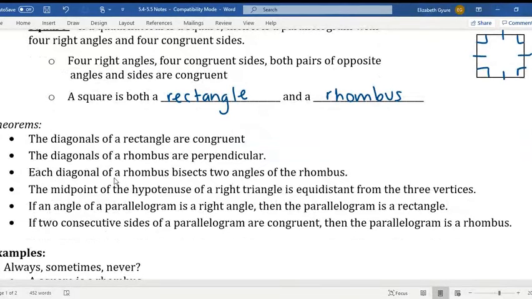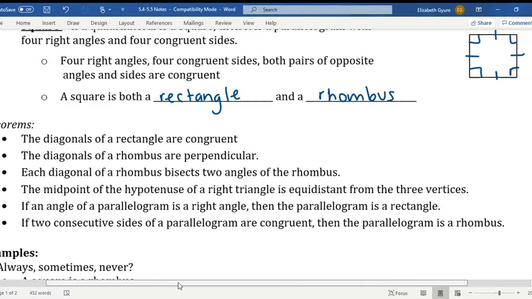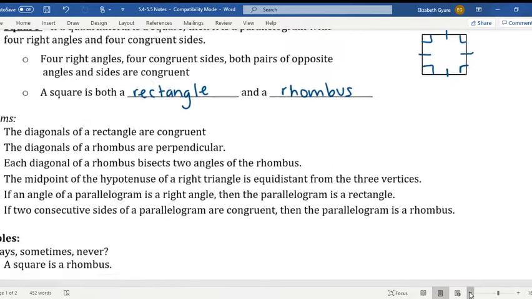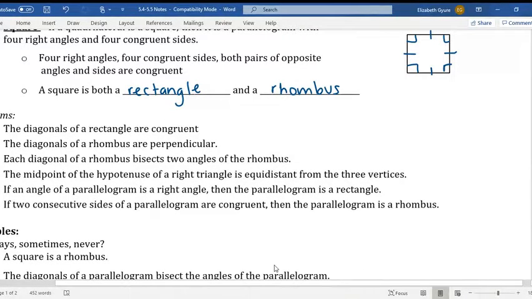The midpoint of the hypotenuse of a right triangle is equidistant from the three vertices. We can draw a little diagram that goes with that. That theorem doesn't say rectangle, rhombus, square, parallelogram, anything like that, right? However, sometimes when you have a diagram and a bunch of diagonals drawn in it, you'll end up with some right triangles. So that can be helpful for you to figure out some measurements.